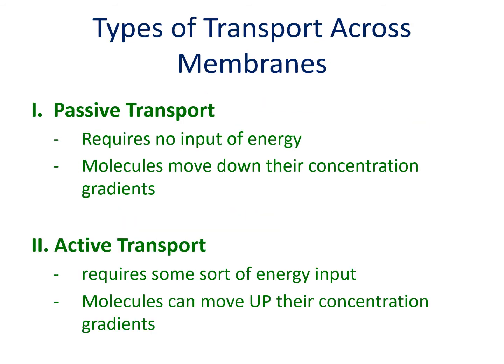Passive transport does not require any input of energy. Molecules are going to move down their concentration gradient. We can't move them against their concentration gradient unless we expend energy. But in passive transport, there's no expenditure of energy. Generally, we have a channel that sets up ideal conditions for a particular molecule to move across the membrane.